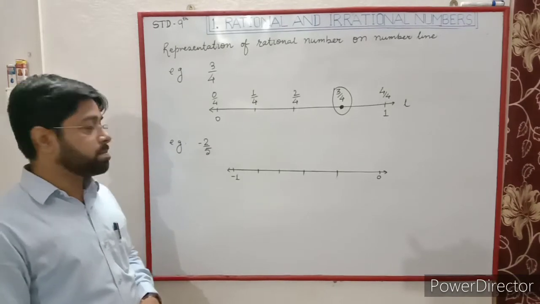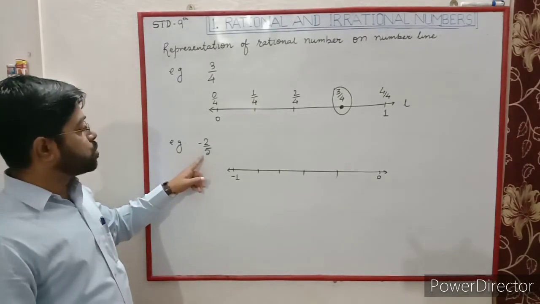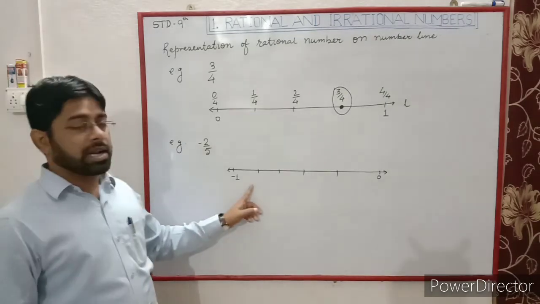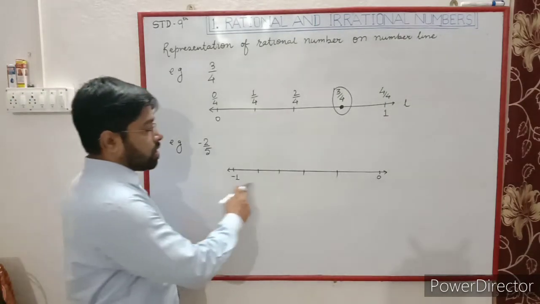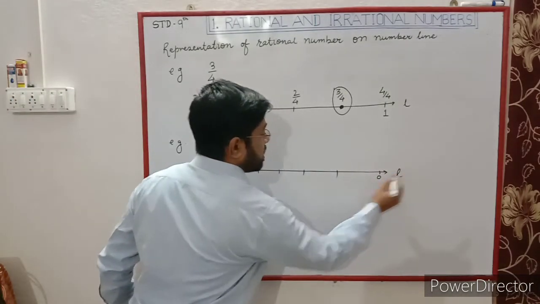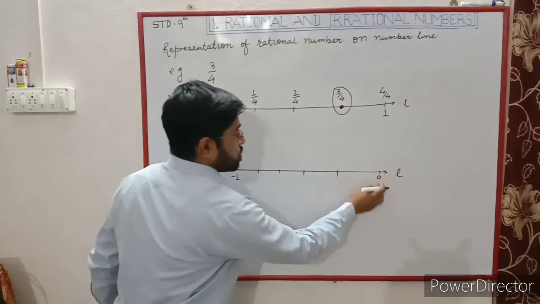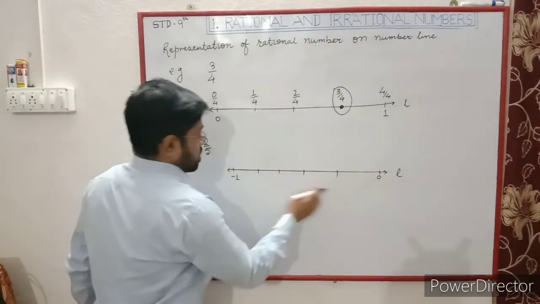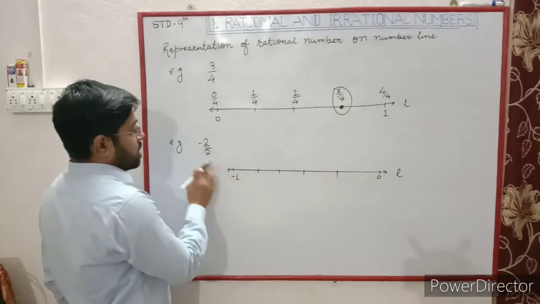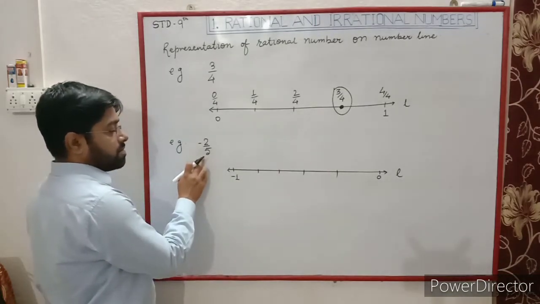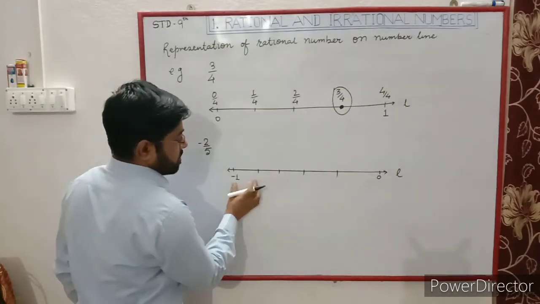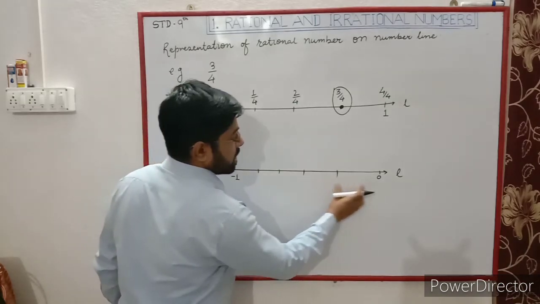See one more example. Represent minus 2 by 5 on number line. So first of all, draw a number line. It is denoted by L. Now write here 0 because it is negative and here minus 1. Now see the denominator is 5. So divide into 5 parts. First part, second part, third, fourth and fifth.